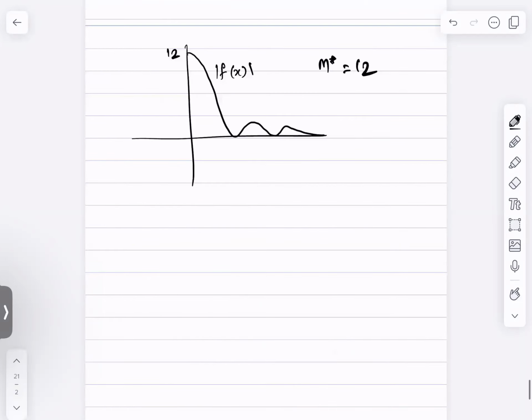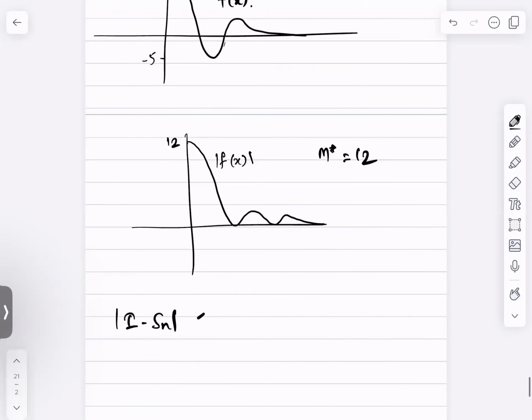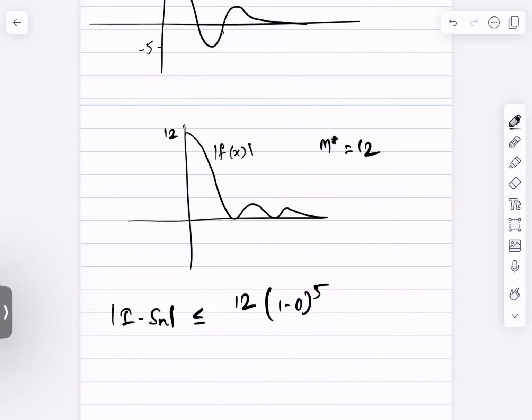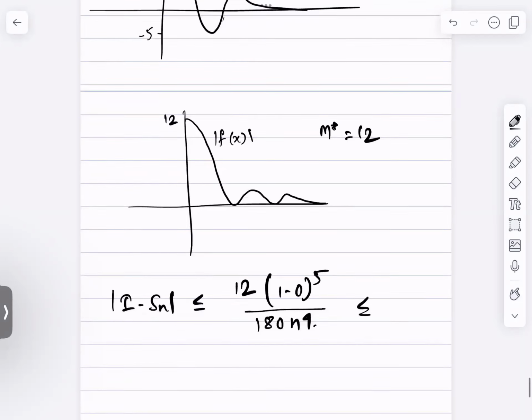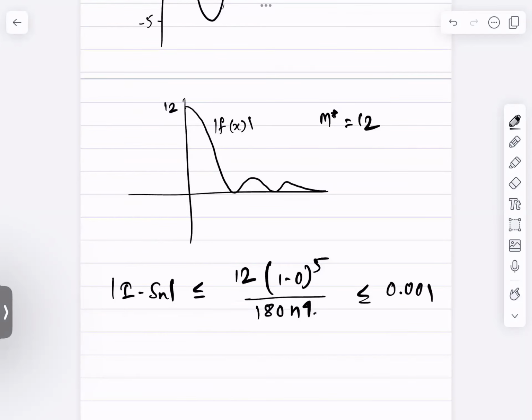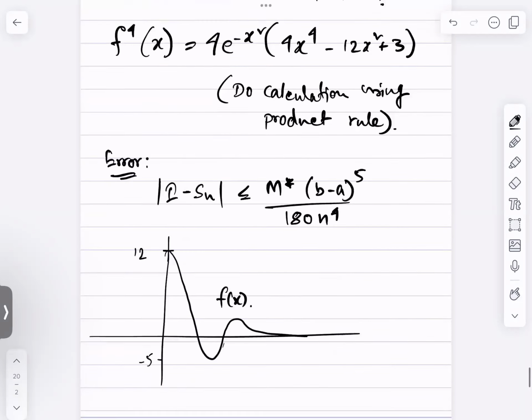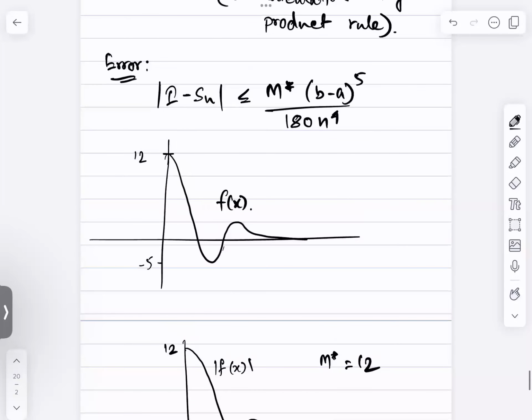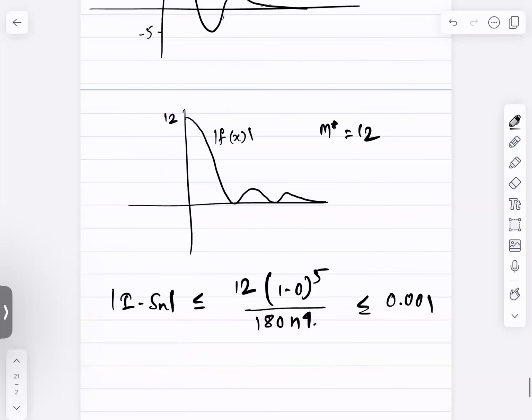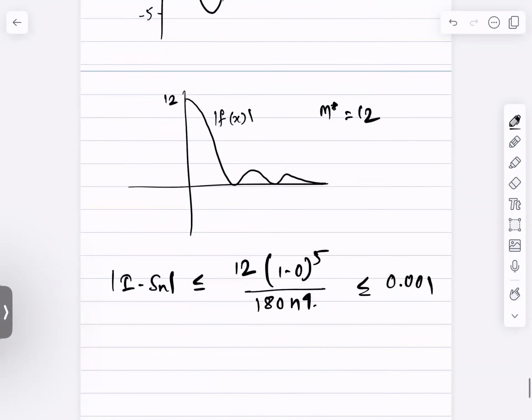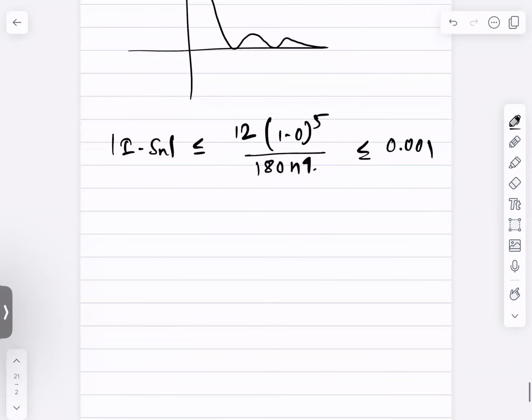Okay. So therefore, I minus S_n is less than or equal to 12 times (1 minus 0) to the 5 over 180 n to the 4. And that error should be less than or equal to 0.001. One remark is that there are other ways, like algebraic ways, to find M star, but I guess you can use any graphing software and guess what will be your M star and M in this case.